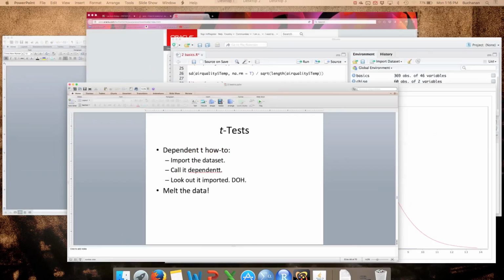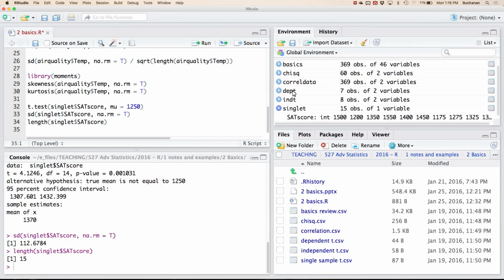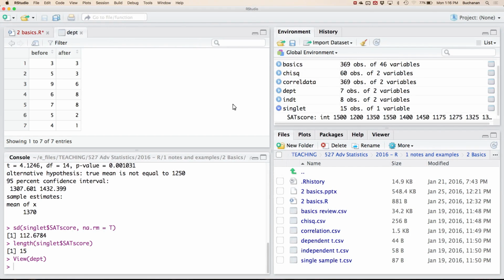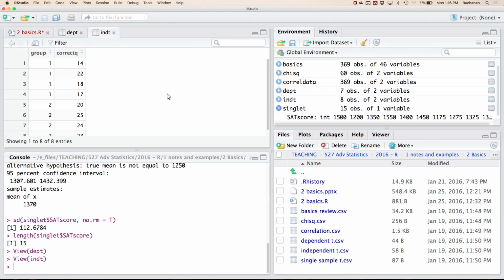So we're going to import the data set. If you're looking at this data set, it's imported in what's called a wide format. Okay, I know it doesn't look very wide, it's 2 columns. But if I'm looking at my dependent T data, and then you also have your independent T data, you'll see the difference. In dependent T, you have before and after, where each person has their own row. So row 1 is before for person 1 and after for person 1.